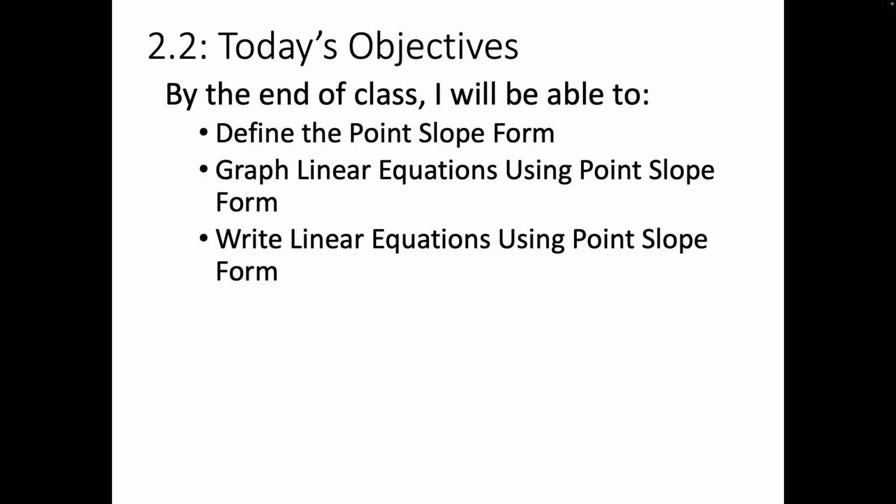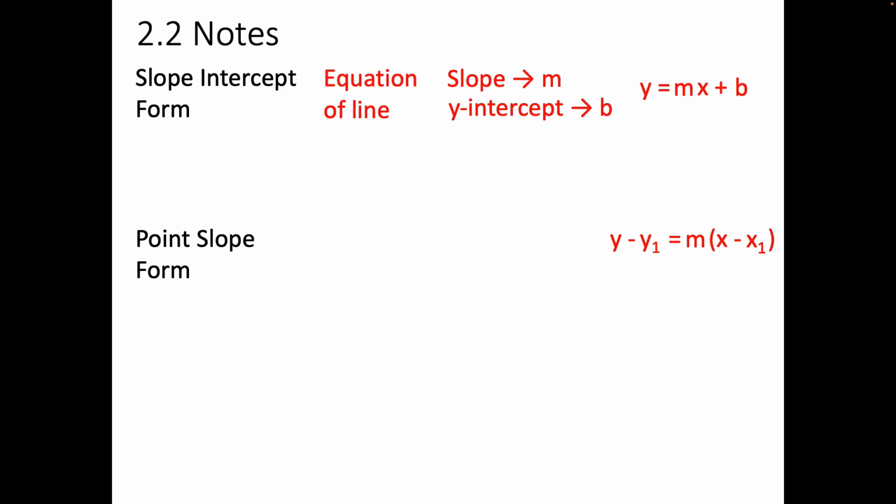So we will start with our first, to define the point slope form. And you can see this is part of your notes. You can start filling this out. So just like the slope-intercept form, the point-slope form is an equation of a line. It's just a way of writing the equation of a line given certain information.